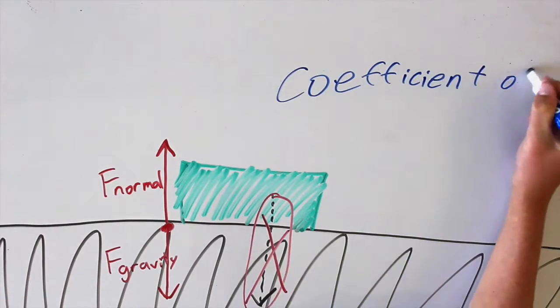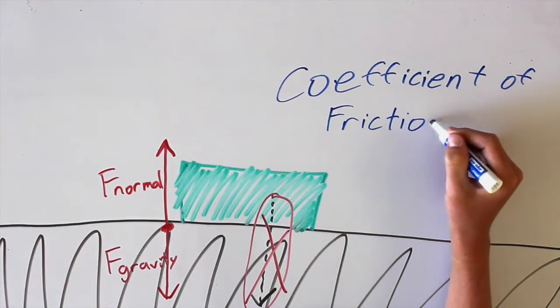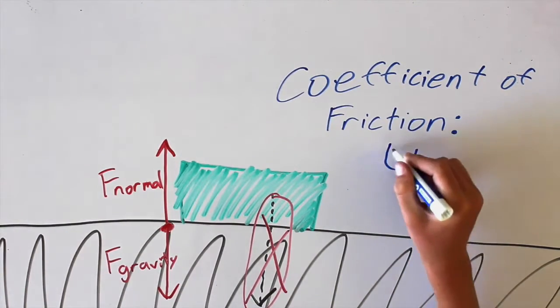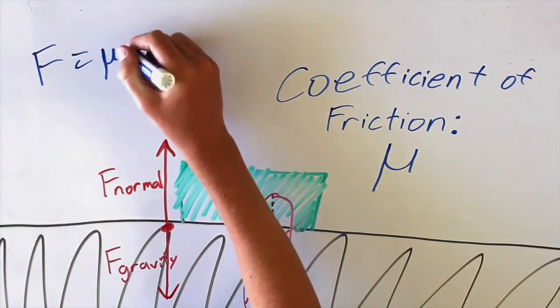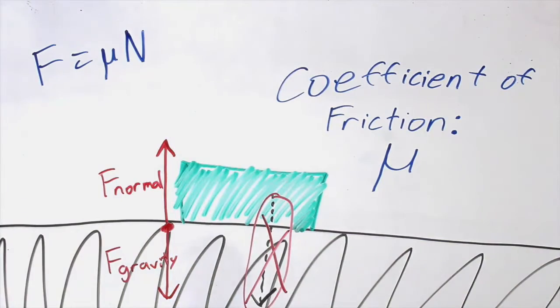To find the force of friction, you simply multiply the normal force by the coefficient of friction, or mu. This is easy to remember because it makes the word fun. F equals mu N.